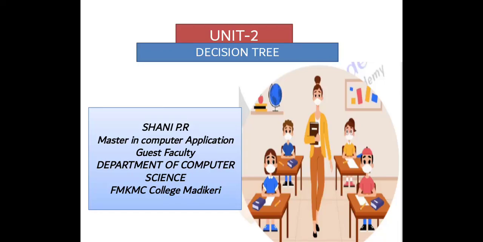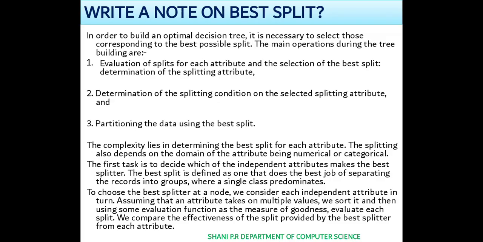Hello students, today we will continue with the decision tree chapter. Today we will be looking into the best split. In the previous class we understood what a splitting attribute and splitting criteria are. Today we will look into how we can make the best split in a decision tree.